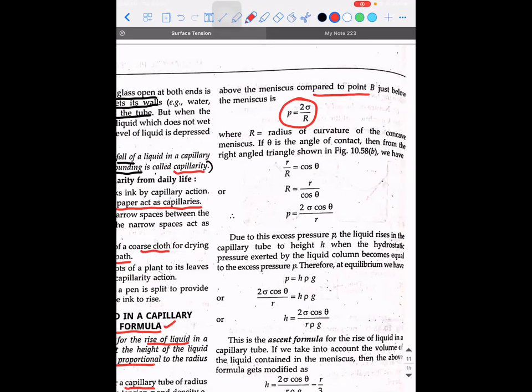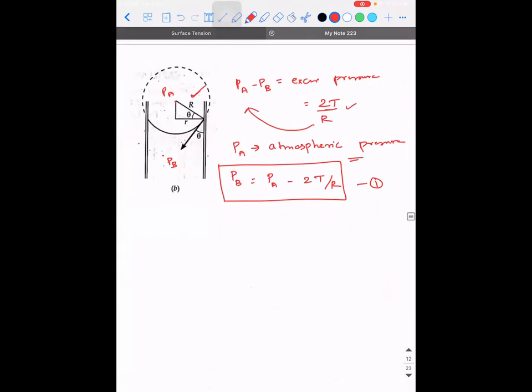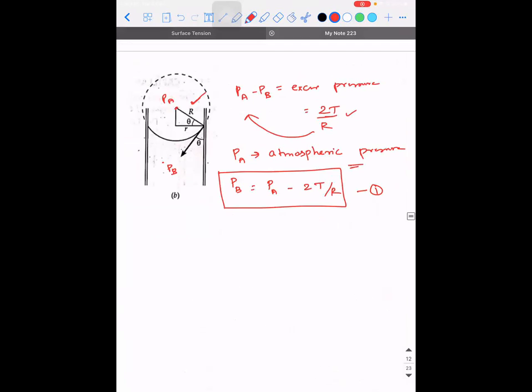Could you repeat this point again? Which one? This one, 2T by R. Yes, sir. That's what I wrote here. No, see. This is the concave side. Now tell me, out of PA and PB, which side will have more pressure? PA, sir.